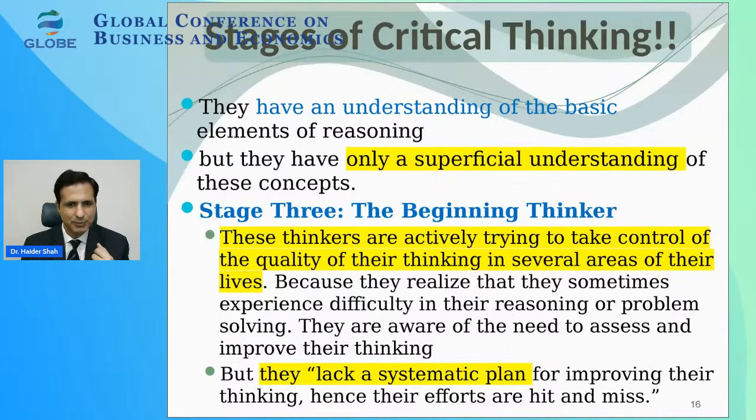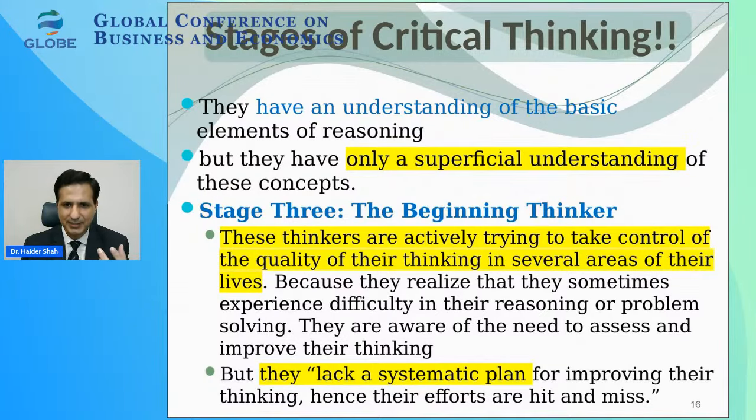Now here comes the third one, which is the beginner thinker. Who are the beginner thinkers? They are the people who get involved actively in trying to control the quality of their thinking in several areas, and how they are going to be affected by their thinking. So now they think in a systematic way, but they are lacking a systematic plan for how to overcome this issue of thinking in an appropriate way. But they have the realization and they think that yes, I need to get involved in an active way so that I can control the quality of my thinking.